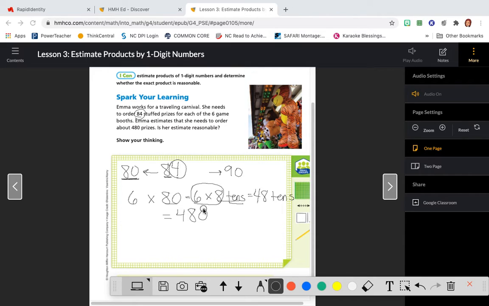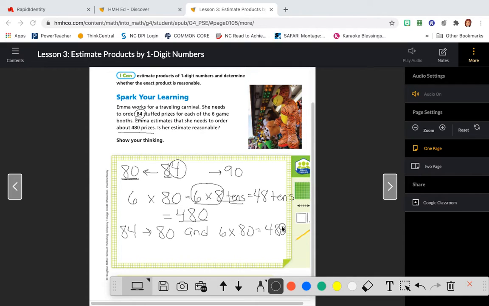So now, let's think about it. Is her estimate reasonable? Remember, she said she thought she needed about 480 prizes, and that's what we came up with when we simplified that problem. Well, let's think about it this way. We know that 84 is close to 80, and we know that 6 times 80 is 480. So we can say that yes, her estimate is a reasonable estimate. Okay, so let's continue to look at these problems.